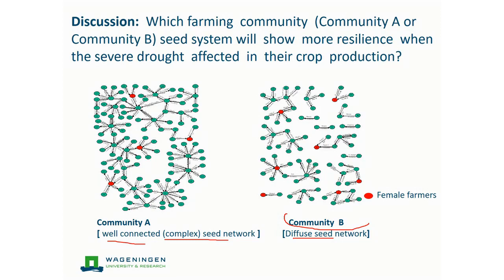By visualizing these two types of seed network, my question for you is: which farming community, A or B, and its seed system will show more resilience when a severe drought affects their crop production? So when drought happens in both communities, which network or which community will show more resilience? Just give it a thought. Which community do you think is more resilient?